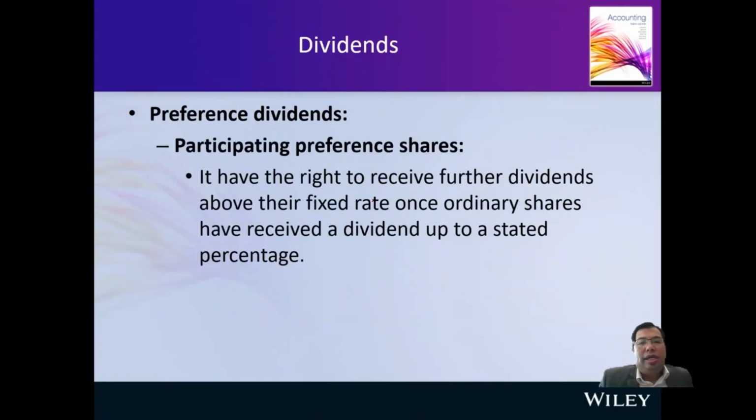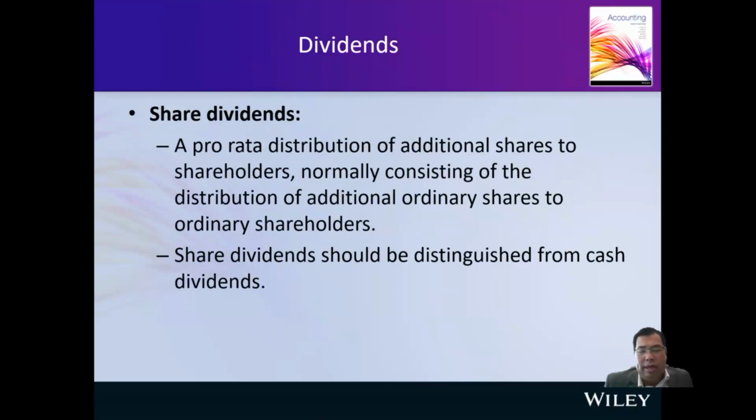Okay. Next is participating preference shares. They have the right to receive further dividend above the fixed rate once ordinary shares have received dividend up to the stated percentage. This is an additional privilege given to participating preference shares. They have their fixed rate, then the payment is made to the ordinary shares, and then they are entitled to more extra payment. But it isn't popular in many countries. Normally, we only have a fixed percentage of preference dividend, and the balance will go to ordinary shareholders if they plan to distribute dividend.